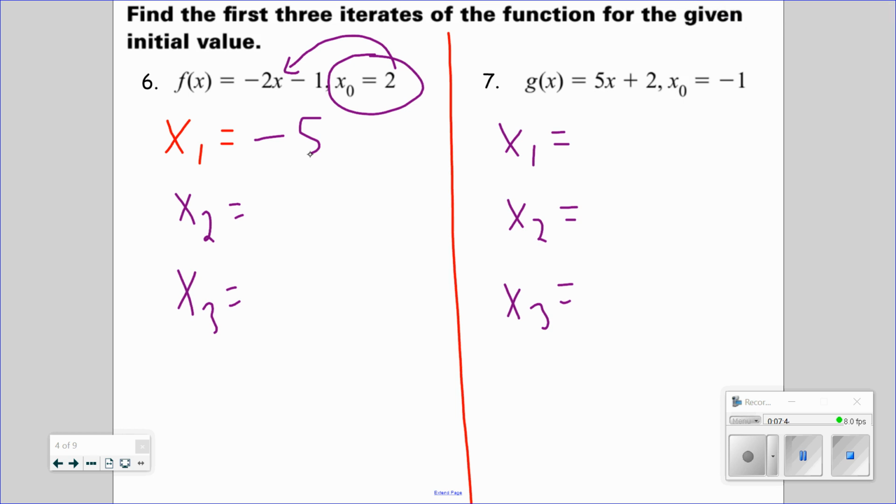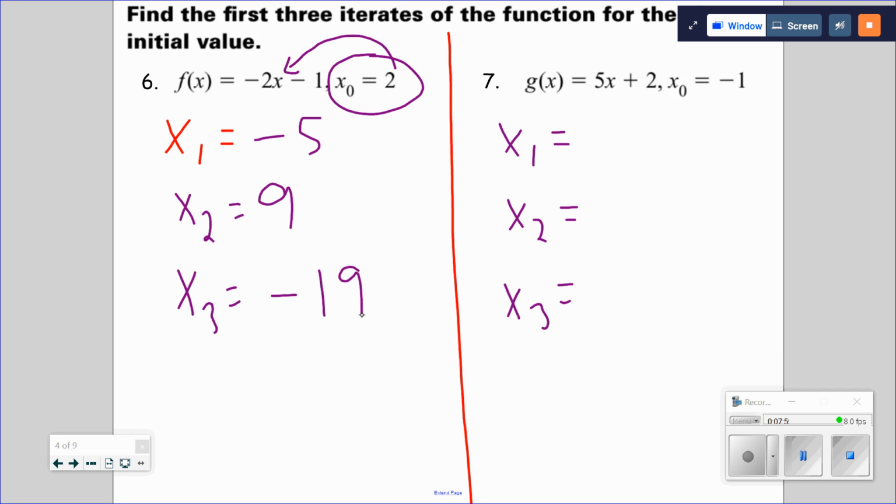All right, to get my next iterate, I put my -5 in for x. So -2 times -5, +10 minus 1. So that's 9. And finally, I put my 9 in for x. -2 times 9, -18 minus 1, -19. That counts as your first 3 iterates.